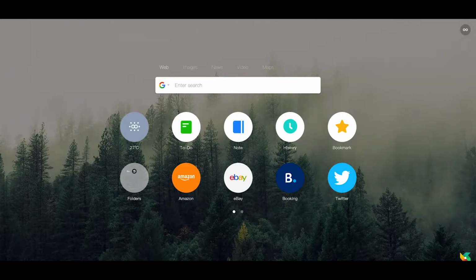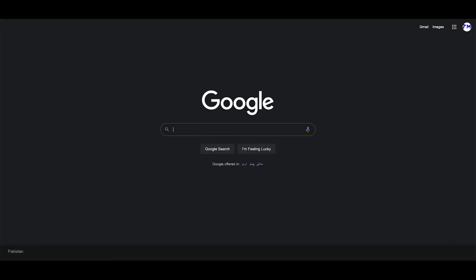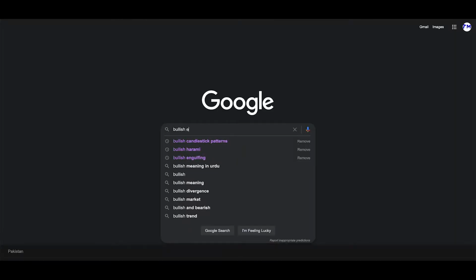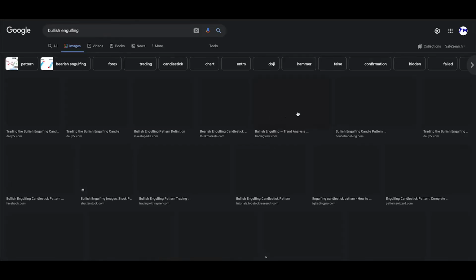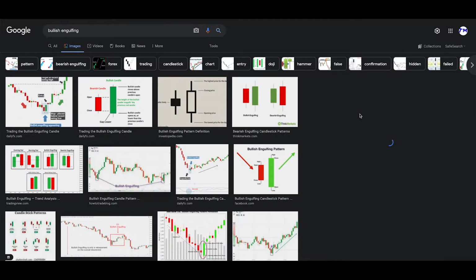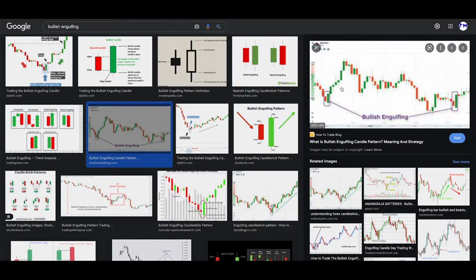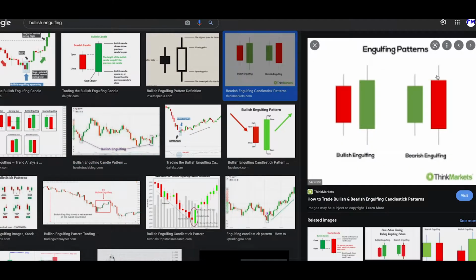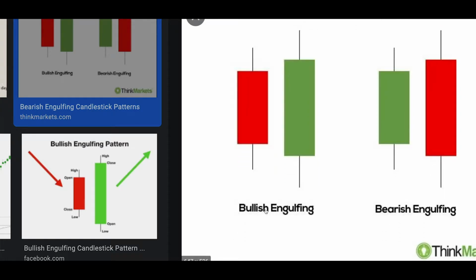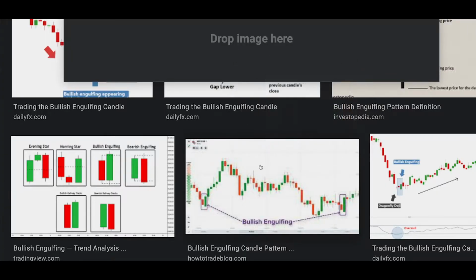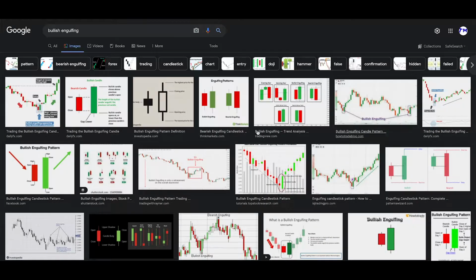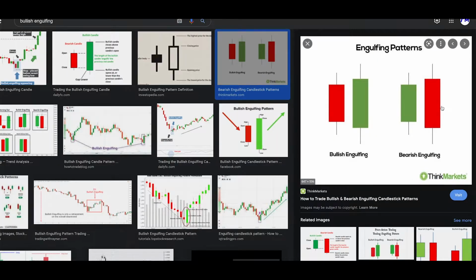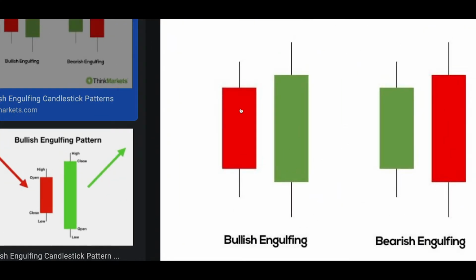Okay, I'm gonna go to Google really quickly. I'm gonna search for bullish engulfing. Go to the images, and I'm gonna show you this. First of all, this is a small idea, just like this. Do you see this? This is bullish engulfing. Where did it go? Yeah, sorry, my mistake here. I'm gonna zoom in. So you have the bullish engulfing just like that.